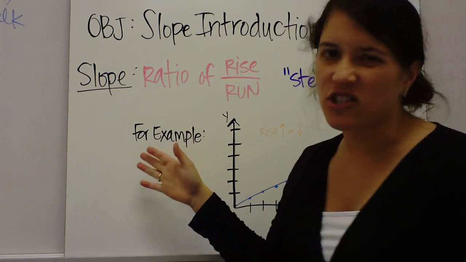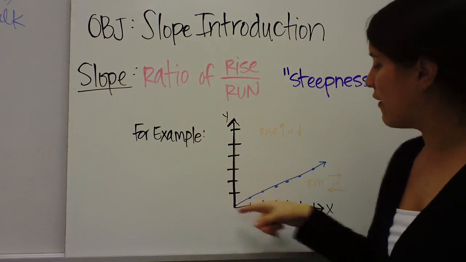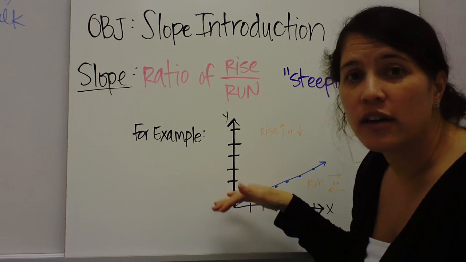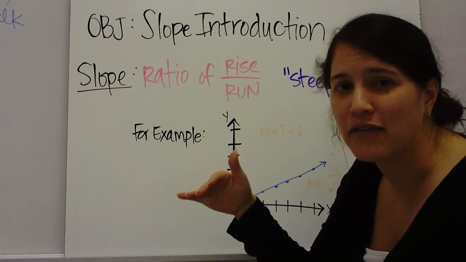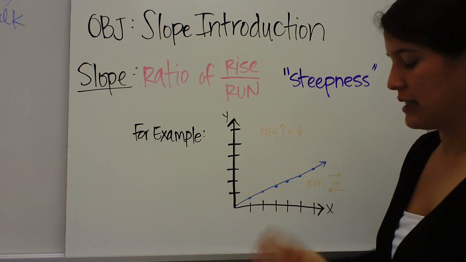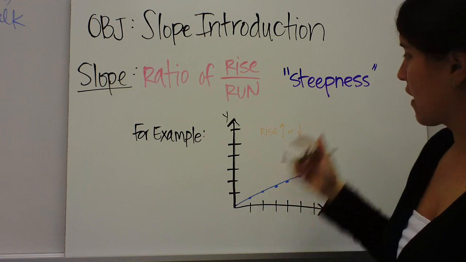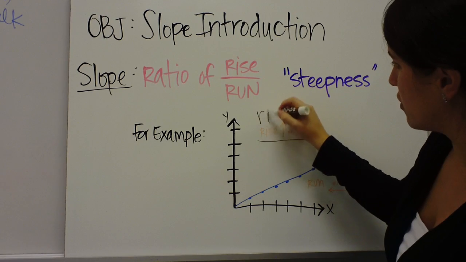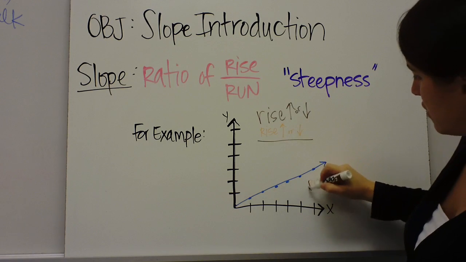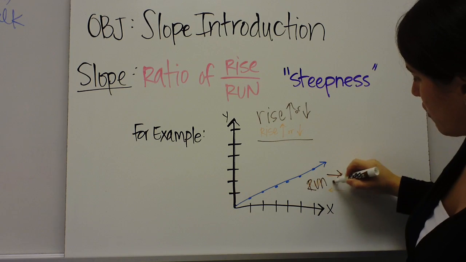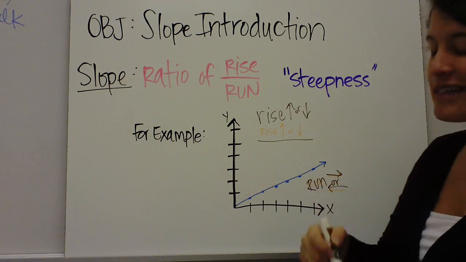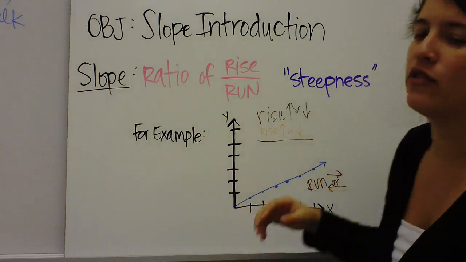Rise over run. This is just a quick example. If you had a graph with all these dots, and I connected them, this slope is rather flat. It's not a very steep slope. The rise tells you if you're going to go up or down, and the run tells you if you're going to go left or right. So the slope is rise over run, and it's the steepness of a line. We're going to talk about a few examples.